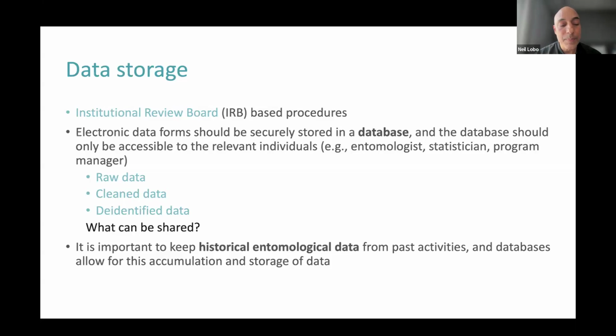So we need to respect that person's privacy. We need to respect that person and follow the IRB rules for that data for that person. So that's where we de-identify the data and we remove things like that person's name. We can change that person's name to a code. So we have the raw data with that person's name, the clean data with that person's name, and then we can remove that person's name, replace it with the code, and then that is de-identified data.